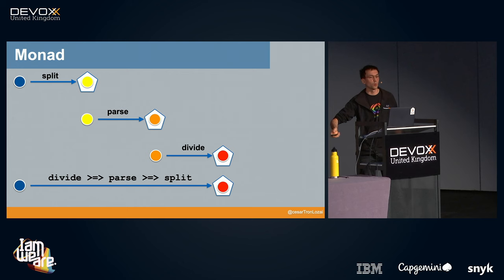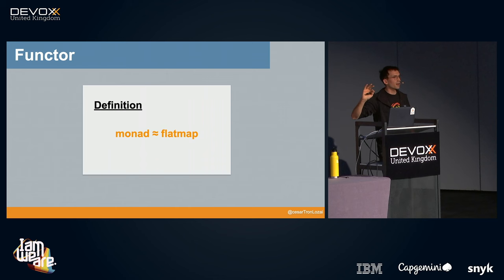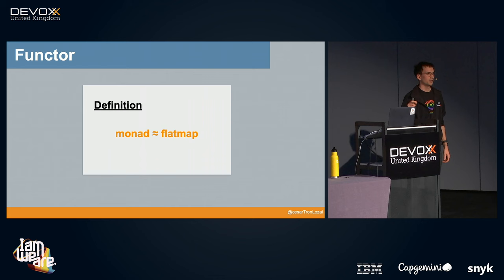If you see a class in Java or in Kotlin or in Scala, and you see a flat map, it's a monad. And sometimes, unfortunately, it's not called flat map. One example is the CompletableFuture in Java. It's called thenCompose. But if you look at the signature, you will see that it's exactly the same as flat map. So this is what you should remember.